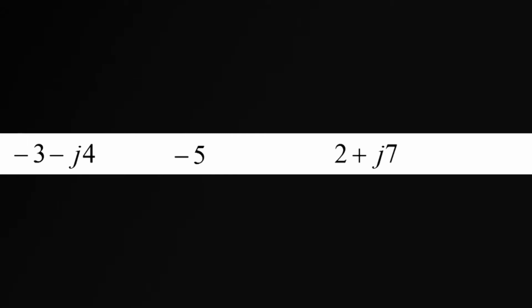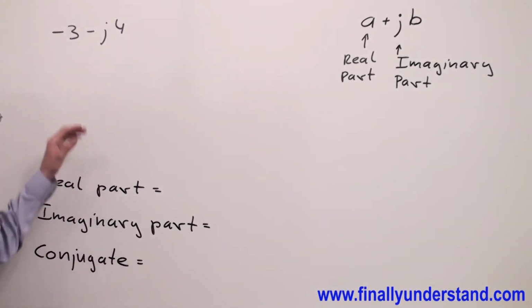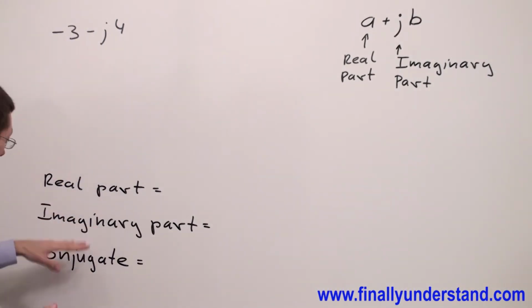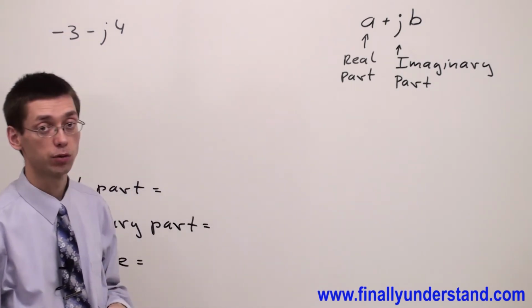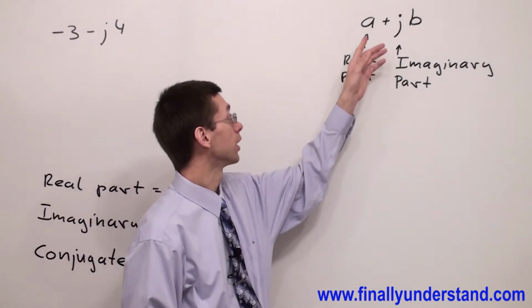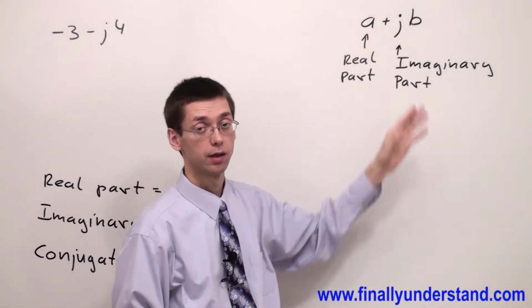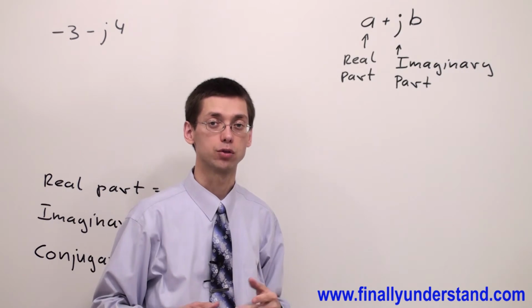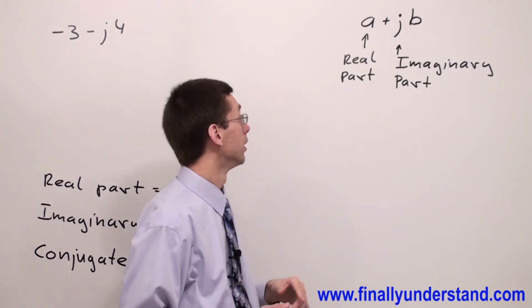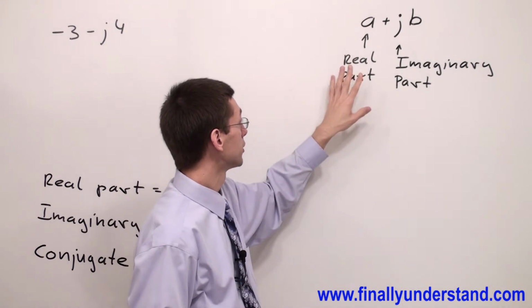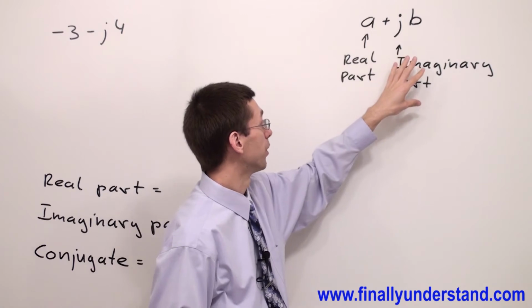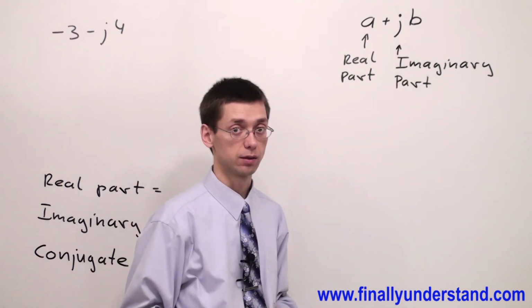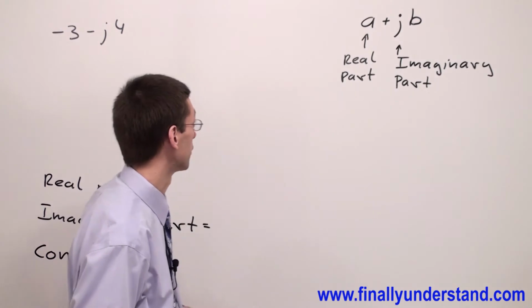Let's take a look at this example. This time we're supposed to find the real part of this complex number, the imaginary part, and the conjugate. There is no question that we are talking about the rectangular form. Anytime you have a form with j, it means we are talking in terms of the rectangular form. A is my real part. The part without j is my real part. The part with j is called the imaginary part, because j is the imaginary number.